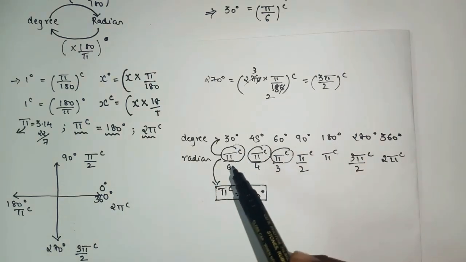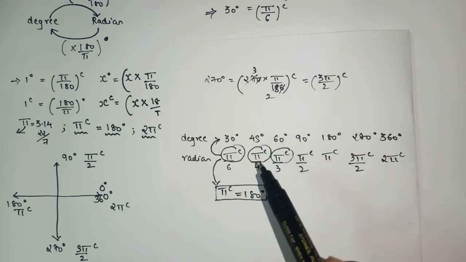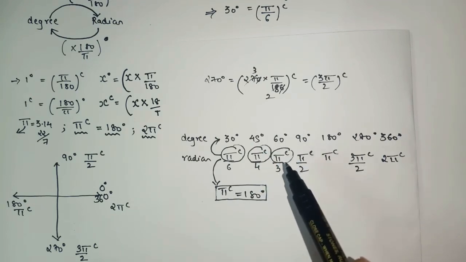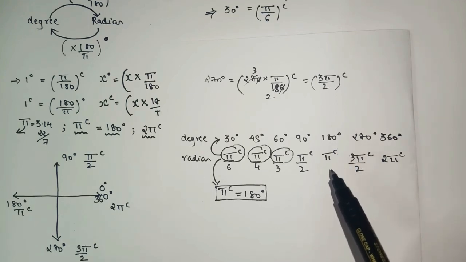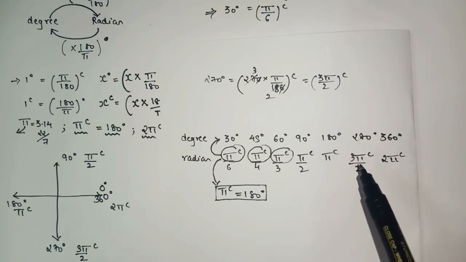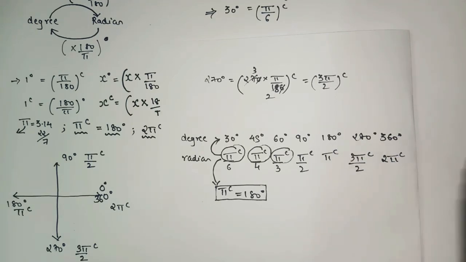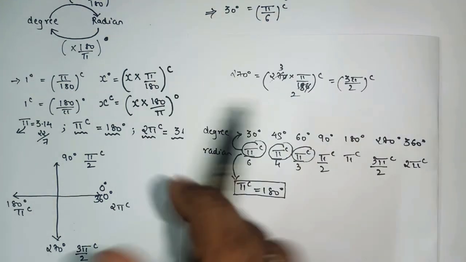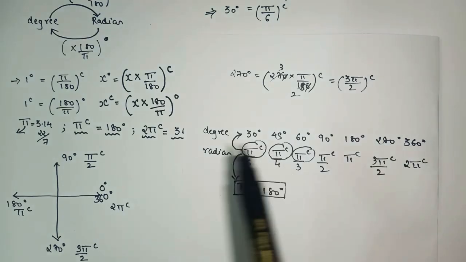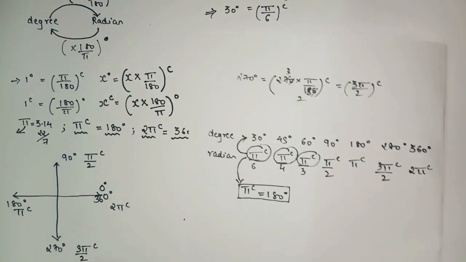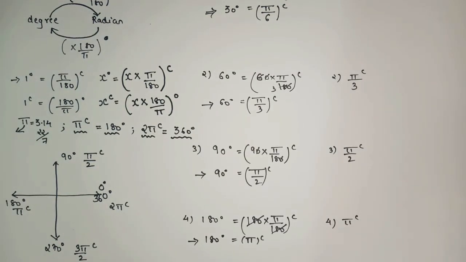As 30 degree we read as pi by 6, 45 we read as pi by 4, 60 we read as pi by 3, 90 we read as pi by 2, 180 we read as pi, 270 is what? 3 pi by 2, and 360 as 2 pi. So at least this much you must know to read the degree in terms of radian. I hope you all understood till here how to convert degree into radian.